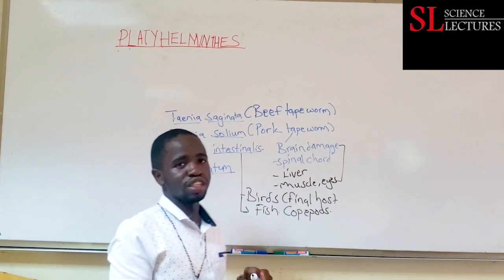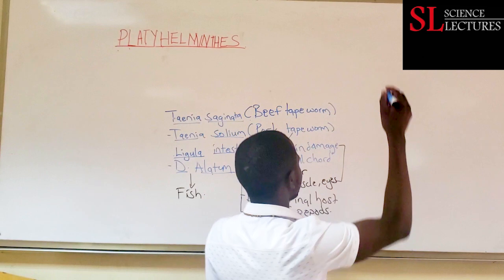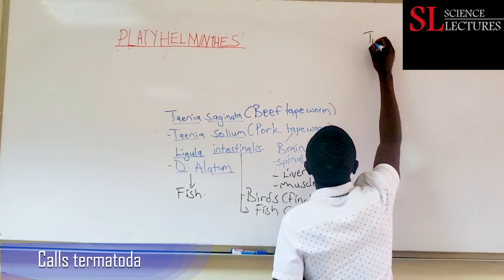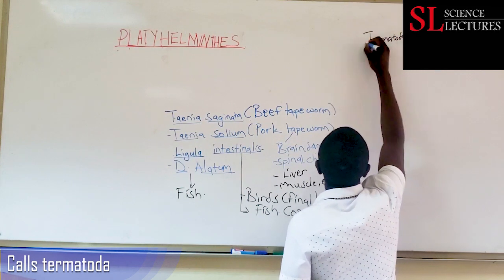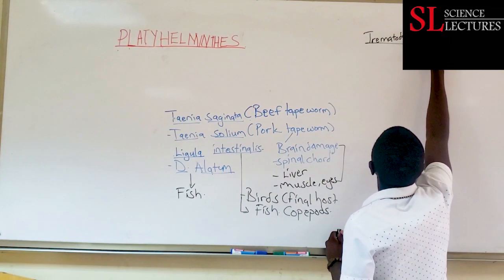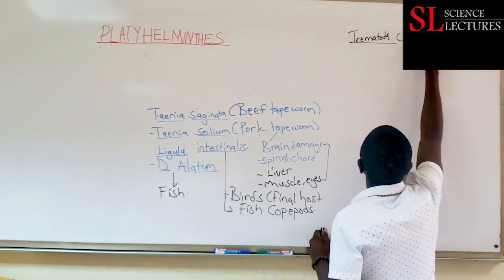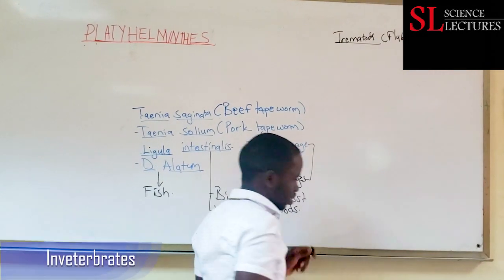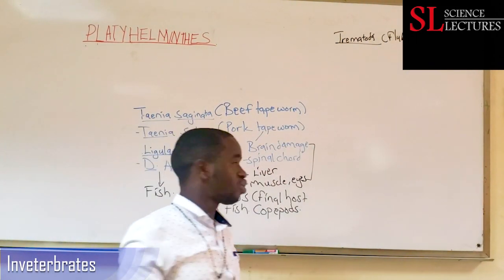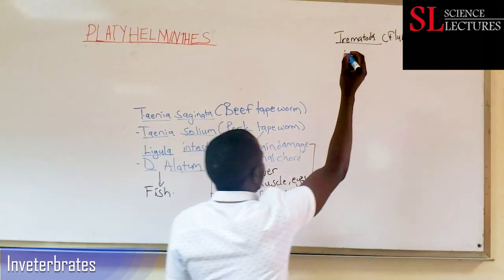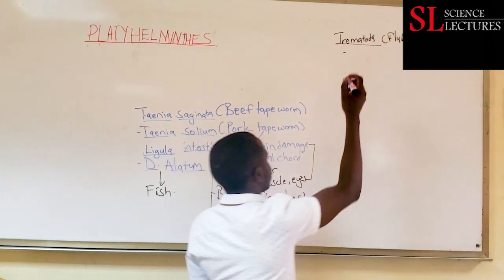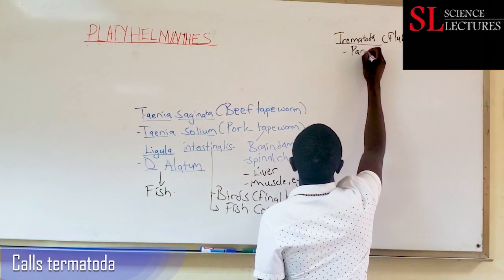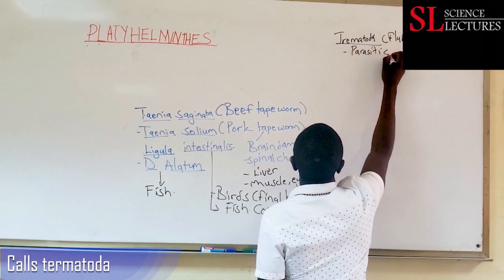So after having looked at the cestodes, next we proceed to the last class, which is class Trematoda. So under Trematoda, we have what they call the flukes. There are different types of flukes: the blood fluke, the liver fluke, and the lung fluke. These trematodes also have a syncytial tegument. They are also parasitic. They have more than one host.